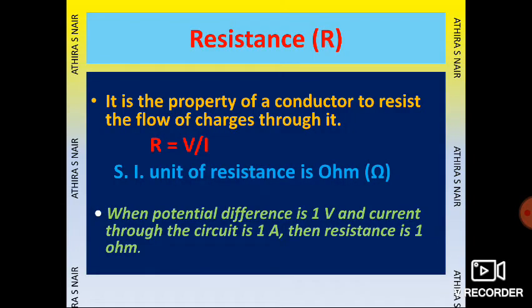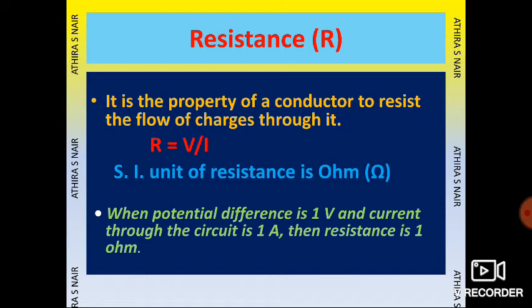Resistance. It is a property of a conductor to resist the flow of charges through it. R is equal to V by I. V is potential difference and I is electric current. SI unit of resistance is ohm. That is the symbol used to represent ohm. Ohm is the SI unit of resistance.